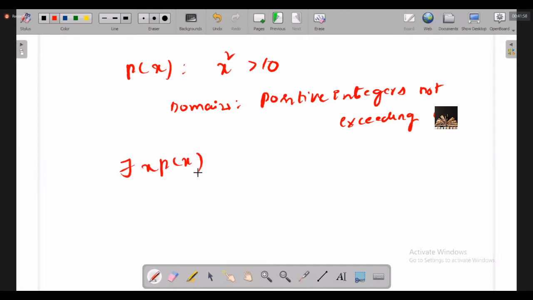The propositional value is true or false? Okay, very good. True. Very good.